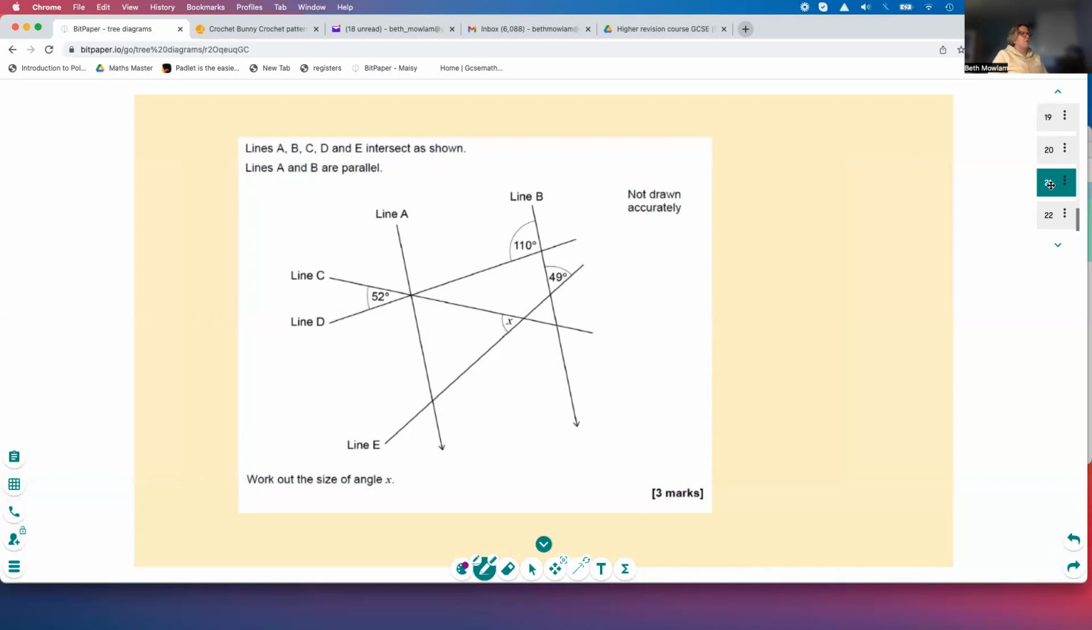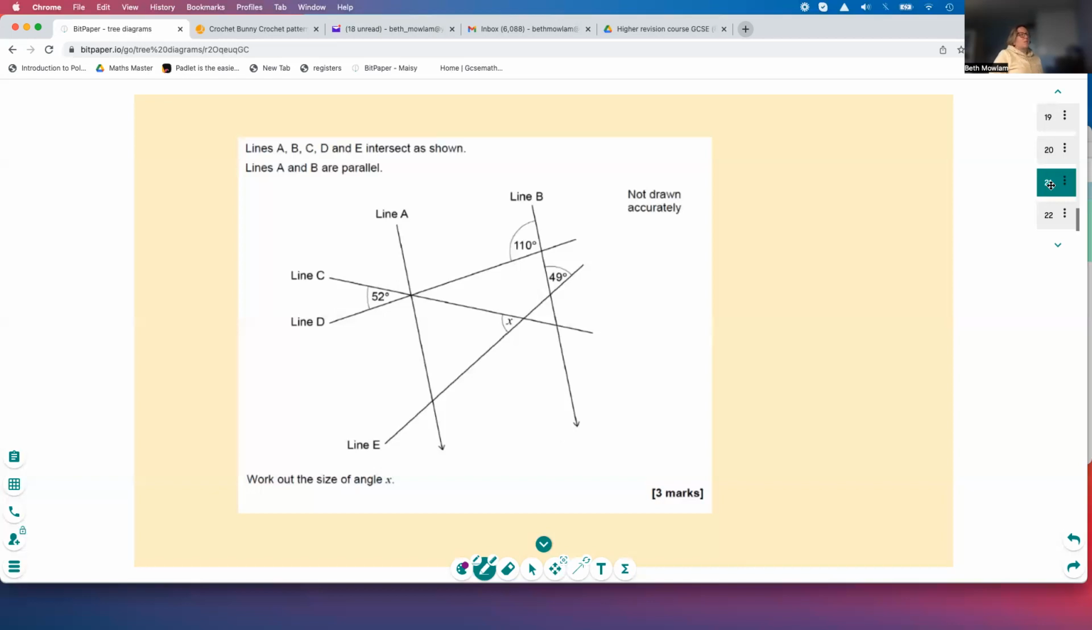Okay, so here we've got our one that's a bit more complicated. Lines A, B, C, D and E intersect as shown. Lines A and B are parallel. Work out the size of angle X.